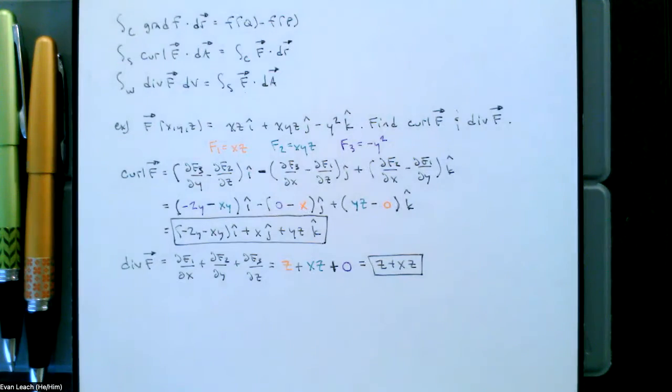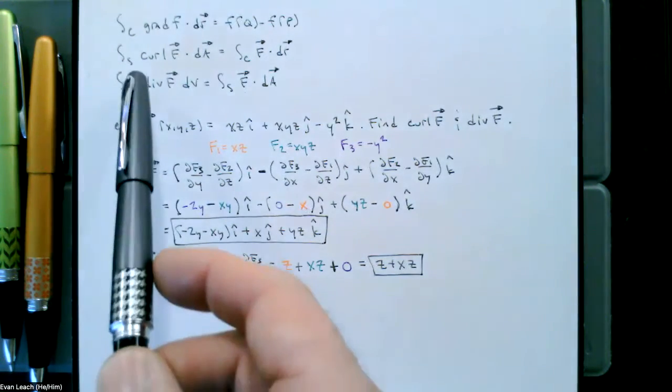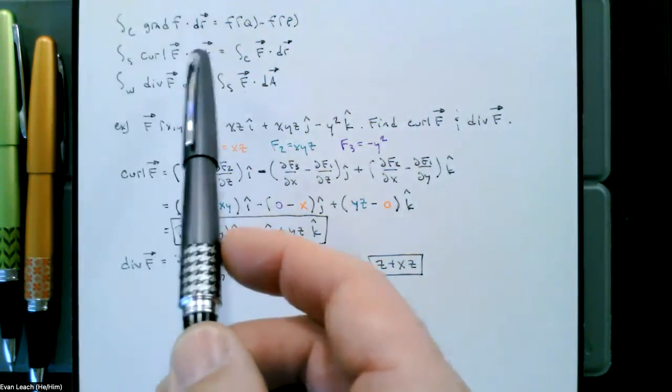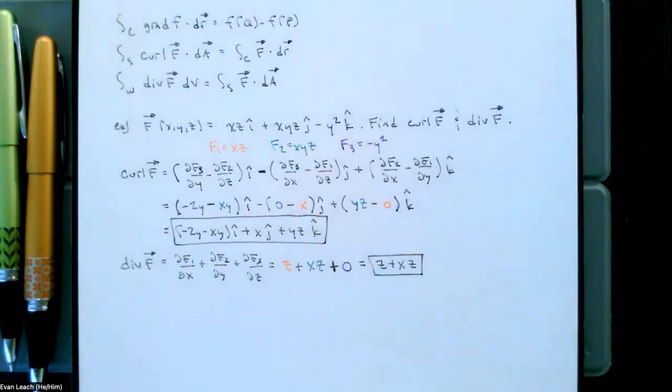The curl of f must be a vector because in Stokes' theorem, we integrate the curl of f dot dA. In Stokes' theorem, we're using a dot product. So that means the curl must be a vector. In the divergence theorem, we're using multiplication. That means divergence must be some scalar. So here's the divergence of f. Z plus xz. Nice little scalar function, whereas the curl was a vector, still with our i, j, k.